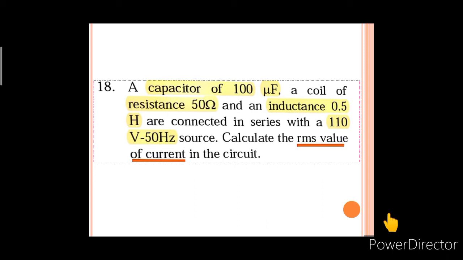Now here the value of the capacitor is given as 100 microfarad, resistance is 50 ohm and inductance is 0.5 Henry, which are connected in series across the AC supply whose voltage is given as 110 volt and frequency is 50 Hertz. And we have to calculate the RMS value of the current in the circuit.